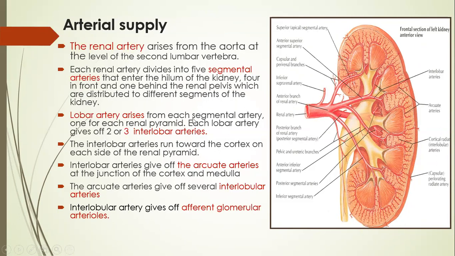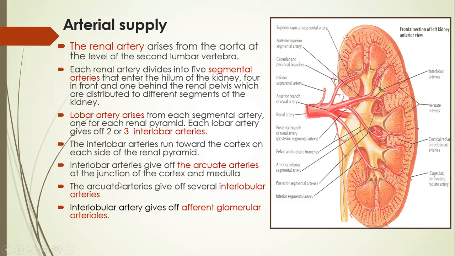Each segmental artery divides into lobar arteries. The lobar artery arises from each segmental artery, and for each renal pyramid, each lobar artery gives off two to three interlobar arteries. If you see here, this is the lobar artery, and this is divided into two or three interlobar arteries. The interlobar arteries run toward the cortex on each side of the renal pyramid. The interlobar arteries give off the arcuate arteries. They go further and divide into arcuate arteries. They are arch-shaped, so that's why they're called arcuate arteries, near the base of the pyramids.